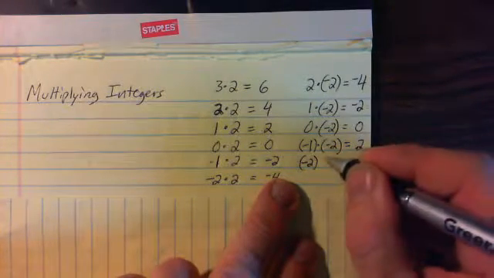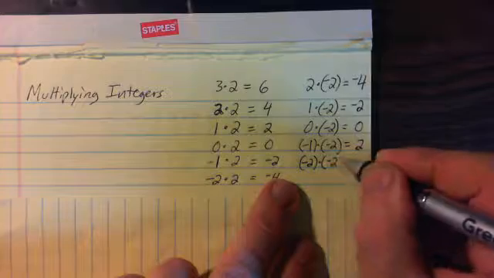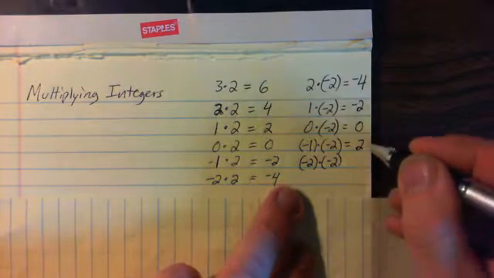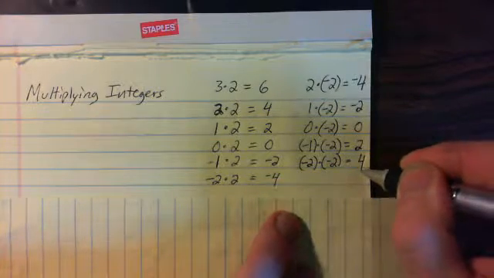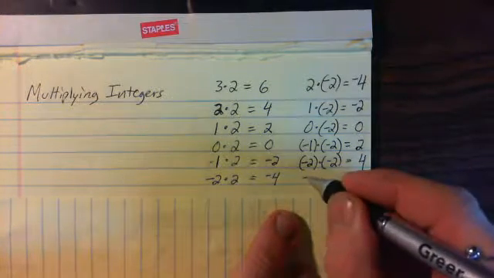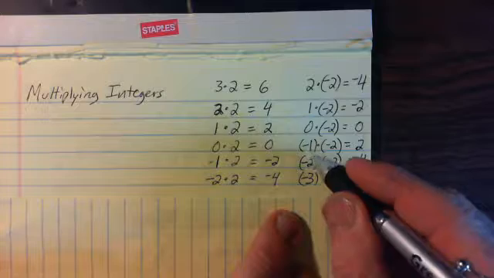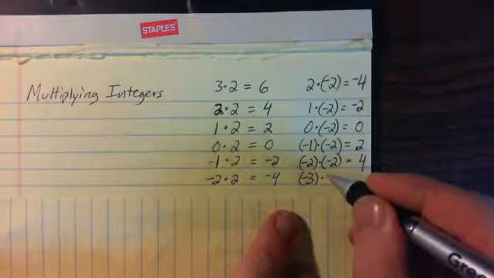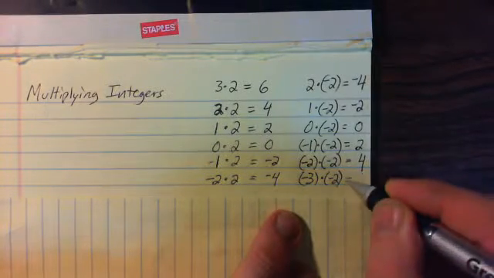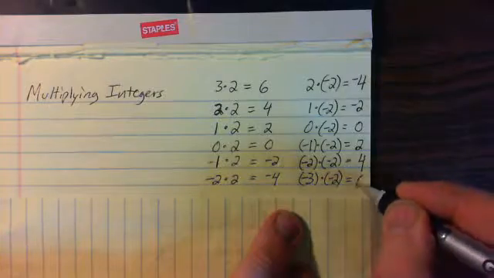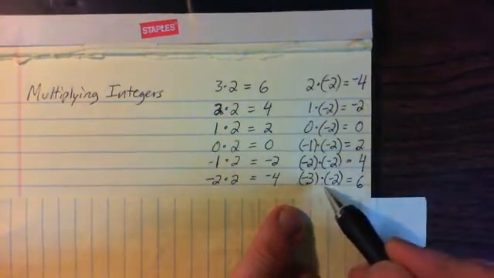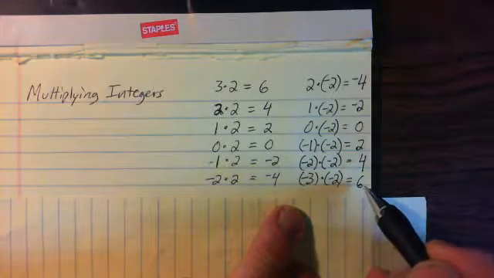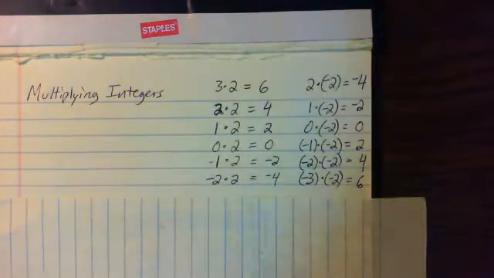And you could continue the pattern and have negative 2 times negative 2, which, according to this pattern, should be positive 4. Likewise, if we bring this to negative 3, and then multiply by negative 2, you would expect it to be positive 6. So this kind of explains why a product of 2 negatives must be a positive.